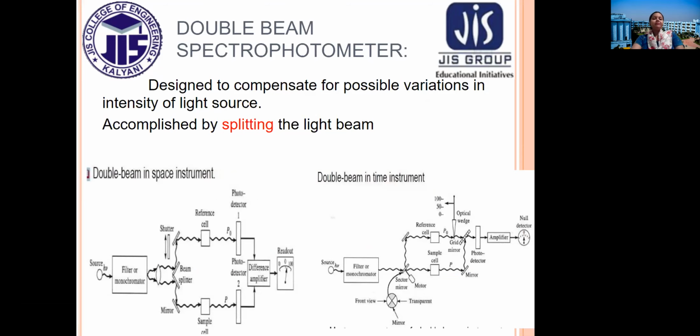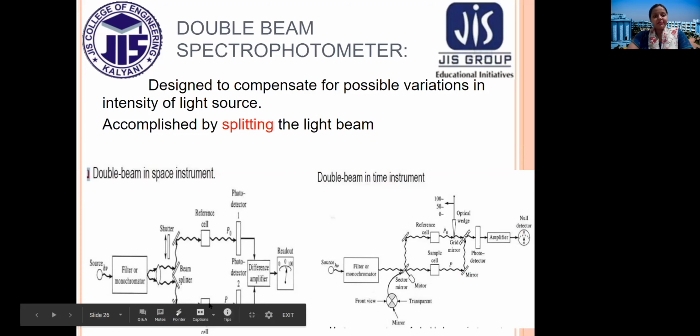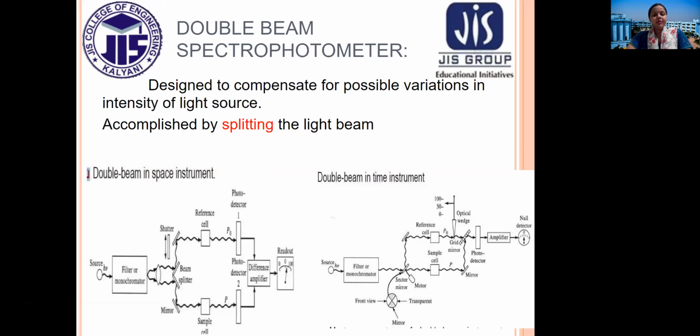Now the double beam spectrophotometer. The previous one was single beam. The double beam is designed to compensate for possible variations in the intensity of the light source. This is accomplished by splitting the light beam. See, the double beam in space instrument is shown here, and the double beam in time instrument is also shown over here. It's much more complex than a single beam spectrophotometer, but it's very advantageous.